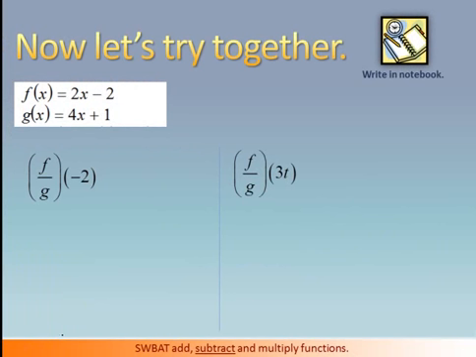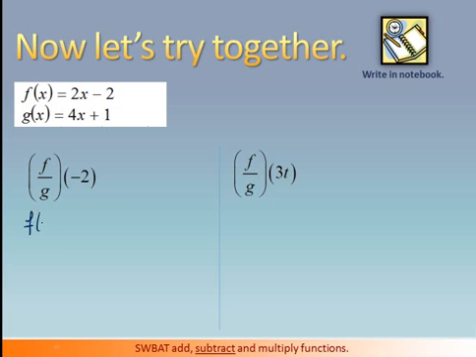Okay, so now this is a quotient. We're dividing. This one, we're finding it at this particular value and at this expression. These are two separate problems, but we're going to use the same functions. Okay, so let's start with this one. So again, I'm going to start separately. I'm going to first find f of -2, then find g of -2, and then I'm going to take the quotient of the two.